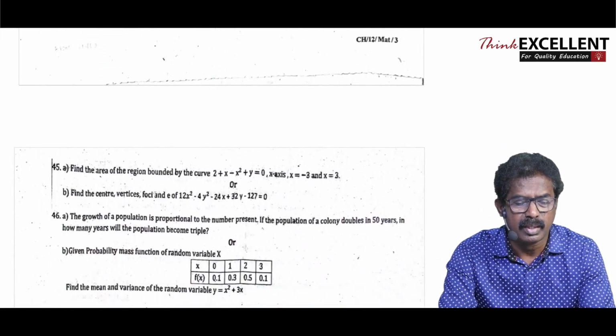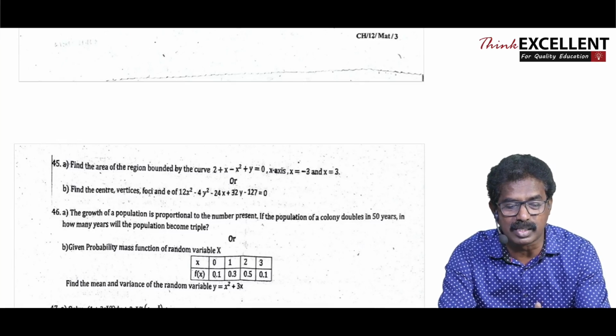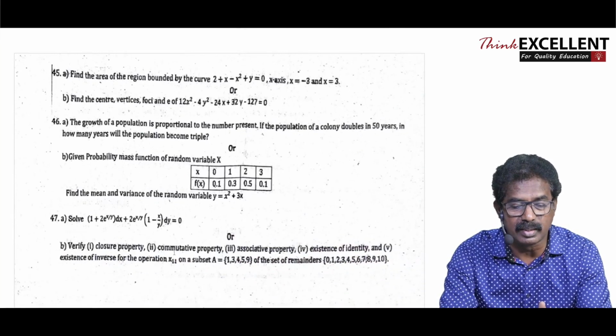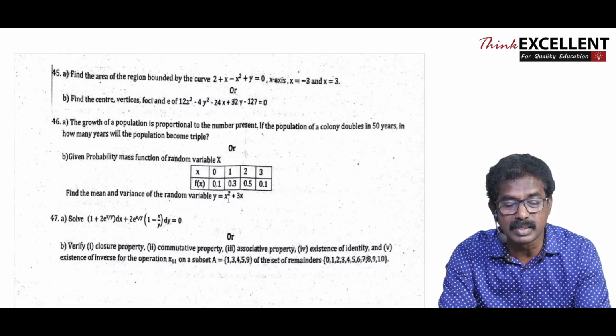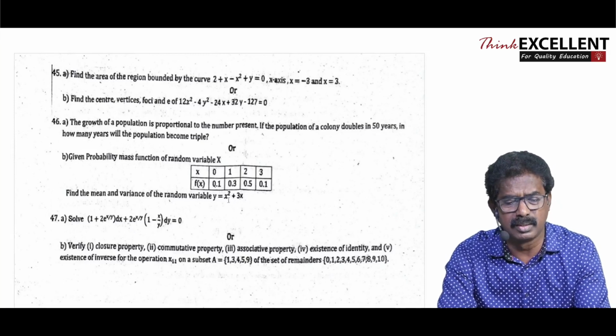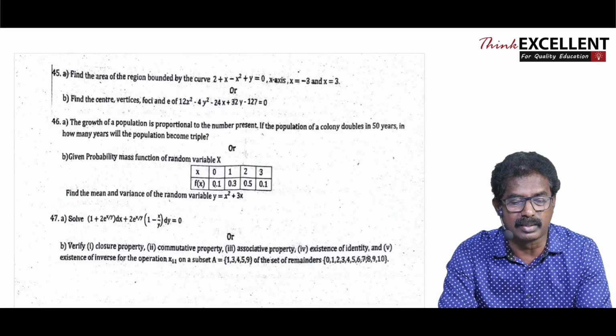Even here, at least one question is easy, right? Find the center, vertices, focus, you can do. Then 47, the table, you can use the second one. In 46, the mean and variance of y, but they have given second degree. But that type is not in our book, don't worry about that. So the other sums you have to practice. Except that one sum, you can practice all other questions.